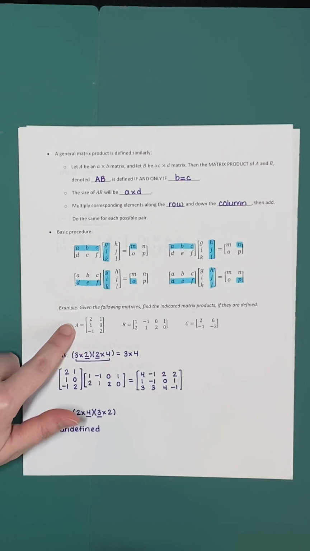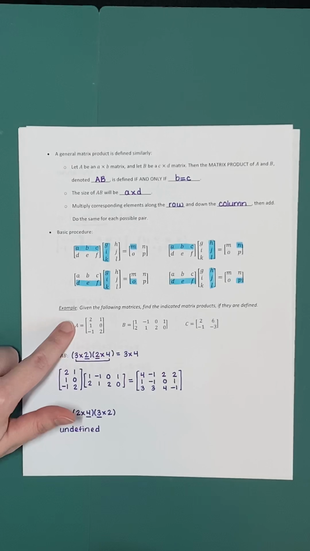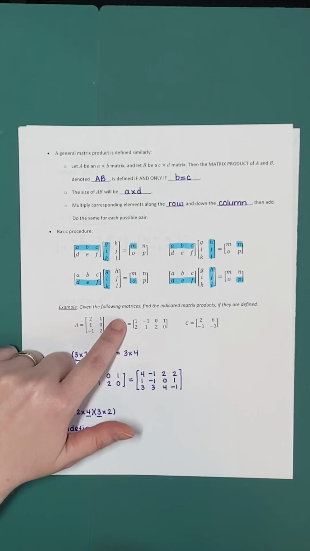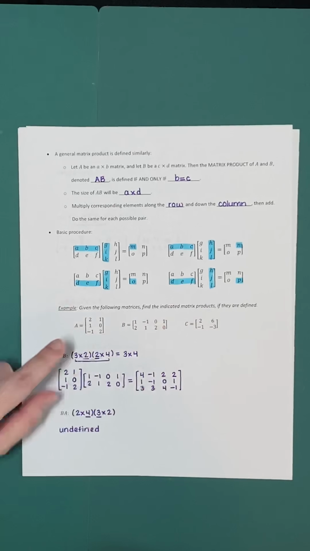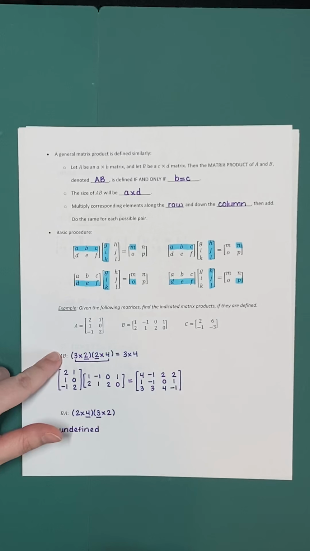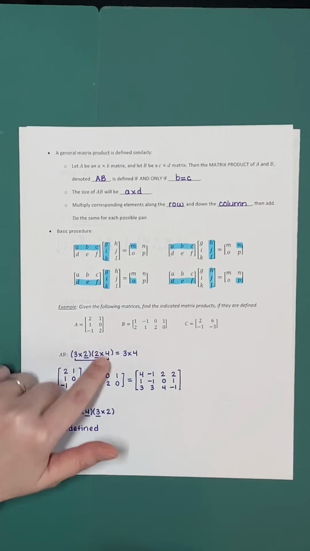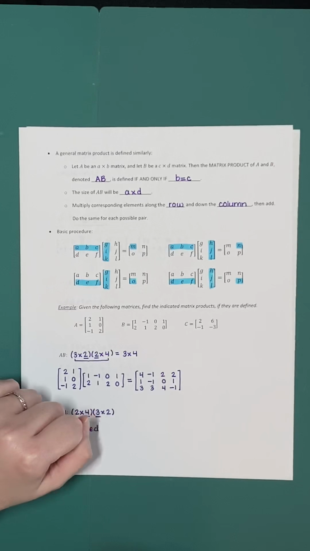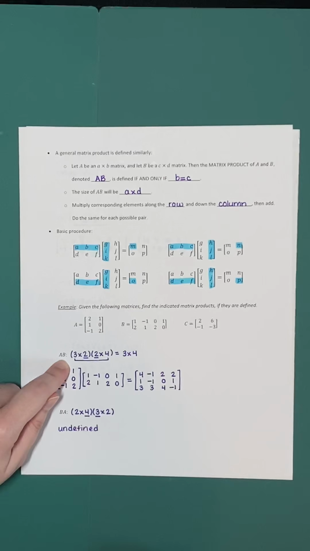Okay, so we've got an A, a B, and a C matrix. A is going to be a 3 by 2, B is going to be a 2 by 4, and then C is going to be a 2 by 2. So the first multiplication we want to do is A times B in that order. First thing I want to do is compare the dimensions. I have specific dimensional requirements in order to determine whether or not A times B is actually defined.